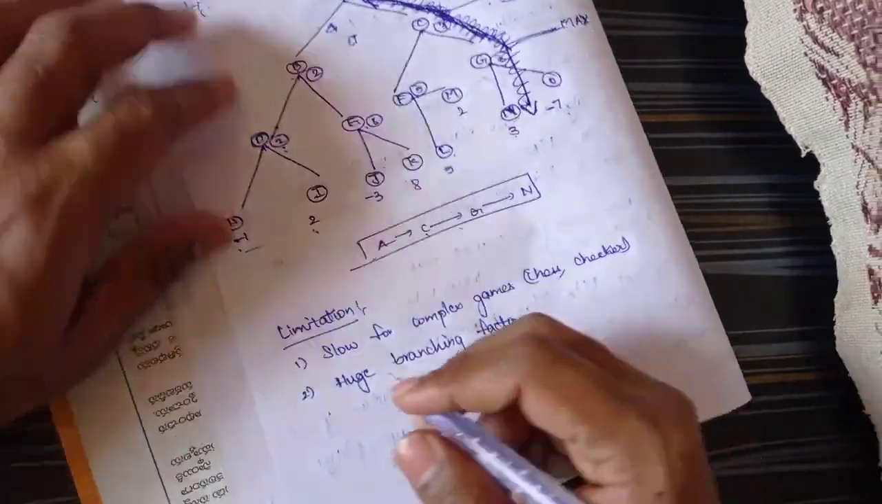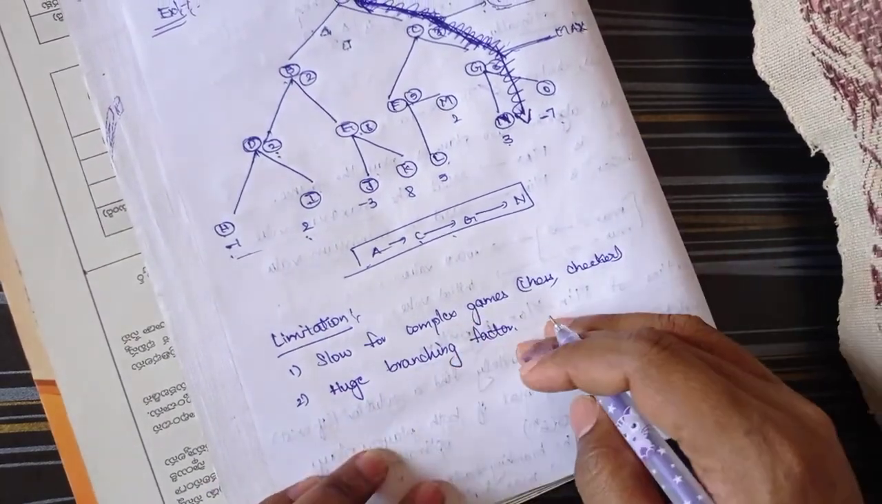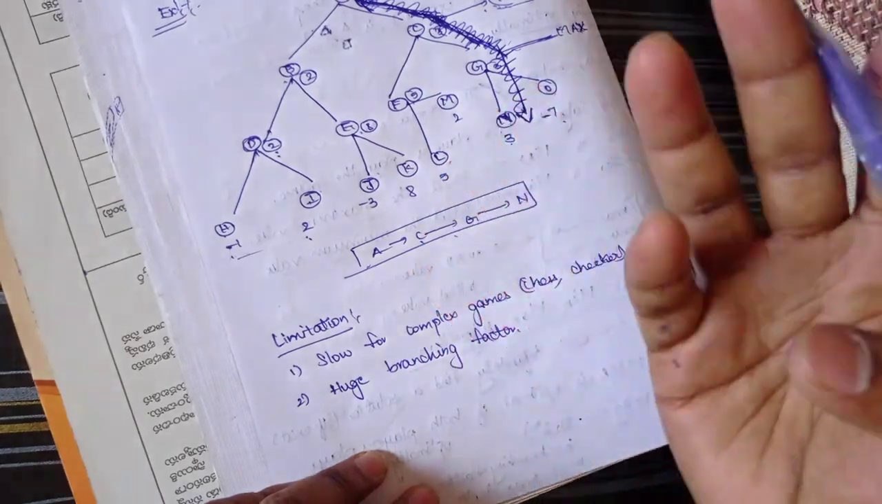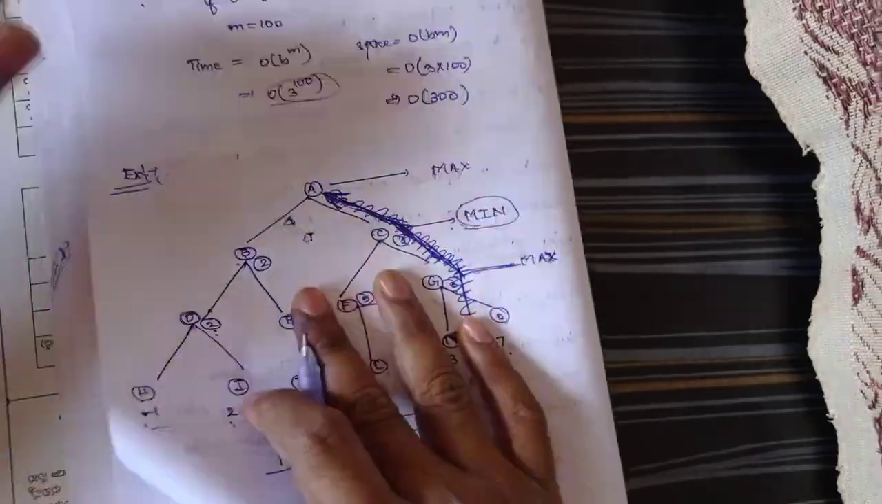Then later we discussed the limitations. What are the limitations? It is slow for complex games, and if it has a huge branching factor, the time complexity will increase and the space complexity will increase. So that's all about this video. I hope you have understood what the min-max algorithm is.